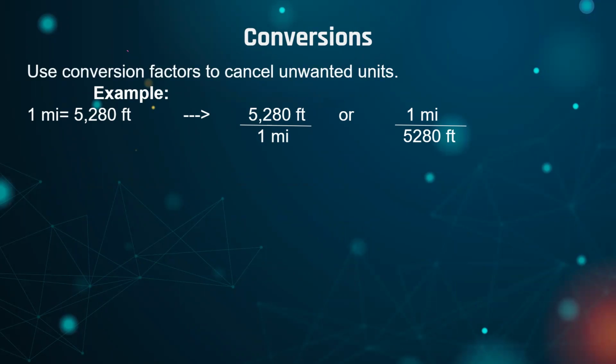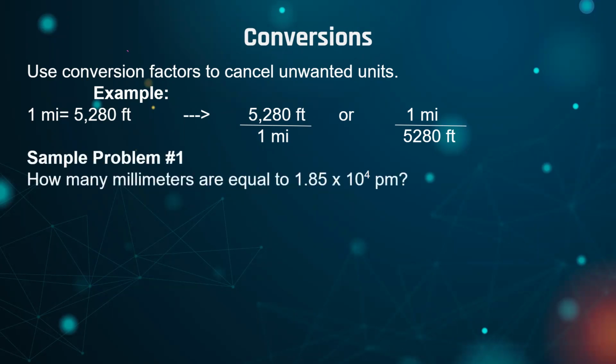So here's an example of a conversion factor. 1 mile equals 5,280 feet. No, this is not a metric conversion, but we're all familiar with feet and miles. So you could either write your conversion factor 5,280 feet over 1 mile, or you could write it 1 mile over 5,280 feet. Either way, and it's going to depend on what you're converting out of or what you're converting to, which one you choose.